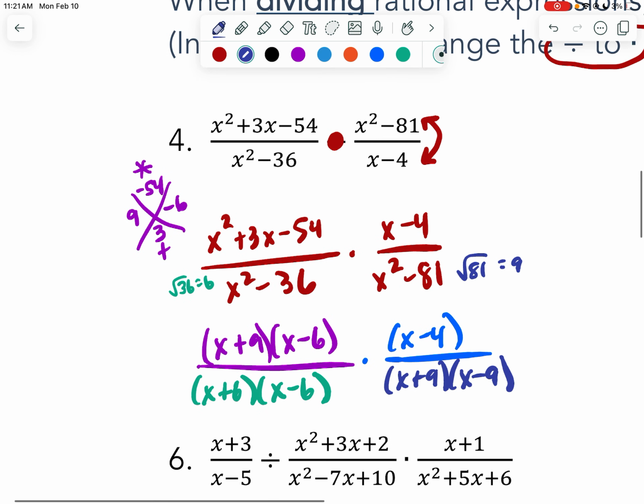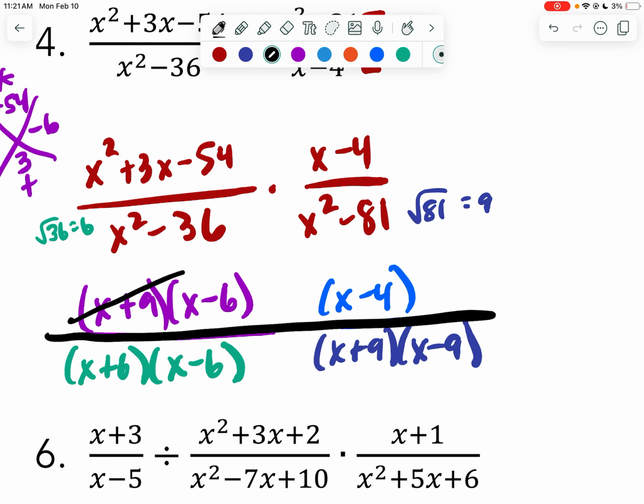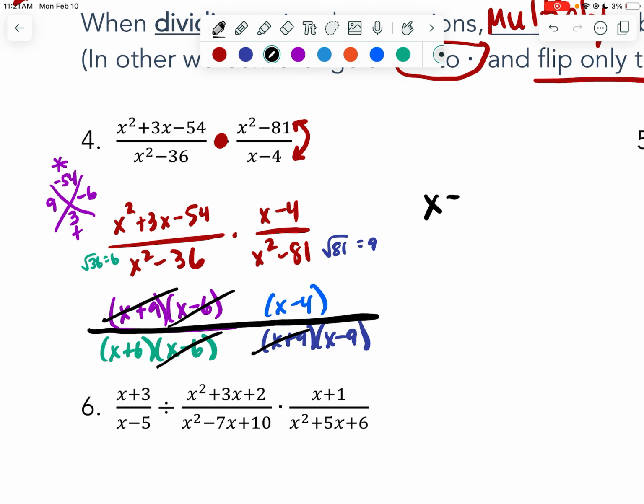Okay, so again, it's just that first step of changing the division to a times and then flipping what comes after. Right, and then this times means this becomes one big fraction, and then cancel what you can cancel. So x plus 9, x minus 6, and I think that's it. This is x minus 4 on top, x plus 6, x minus 9.